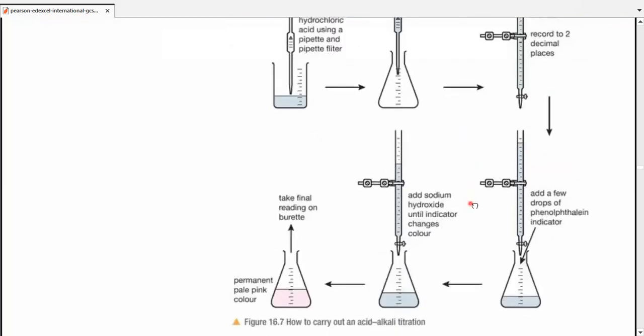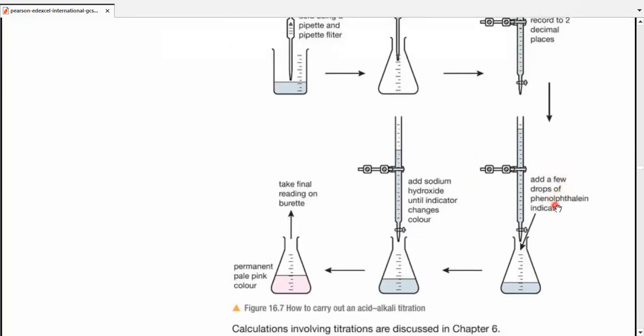So up next, we add a few drops of our indicator into the flask. We then start running the burette, the alkali, drop by drop into this flask. So we're going to use this system drop by drop, a little slower, with patience until this one changes its color according to the indicator.